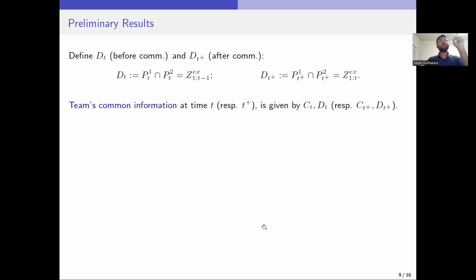Now we bring in a new variable called D_t. D_t is the common information between both the agents, and at time t it's nothing but P_1^t intersection P_2^t, which is nothing but the information exchange between both the agents till time t. Similarly, at t+, the common information between both the agents is nothing but the information exchanged between both the agents till that time, which is z_x^1 to t. So now the team's common information is (C_t, D_t) at time t and (C_t+, D_t+) at time t+.